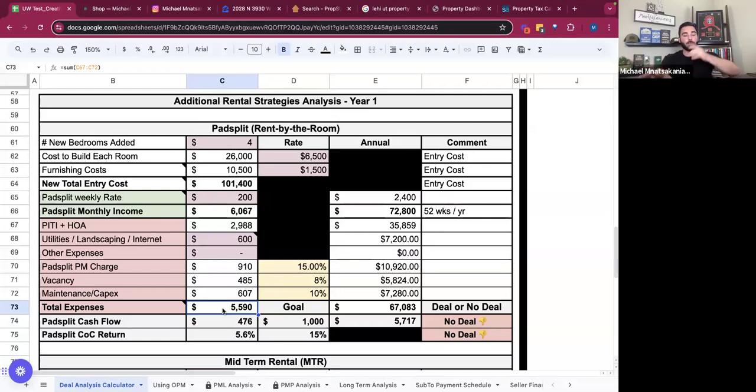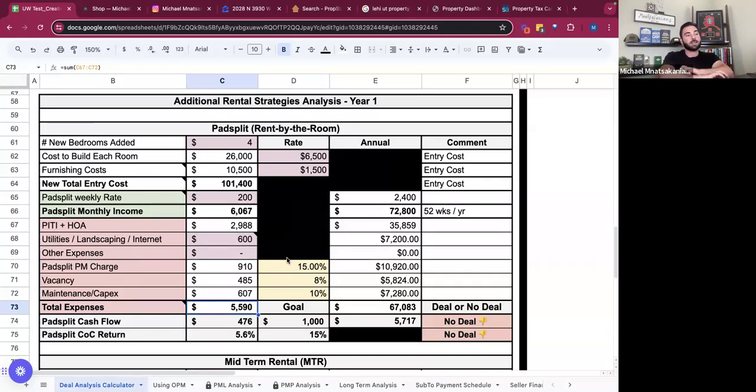This isn't an actual example. This is just, if that other house, we added 4 bedrooms, and we had this as a pad split, what would it go for, or what would your expenses be, and what would it look like if that one property was able to add 4 bedrooms, right? Would that pencil or not?